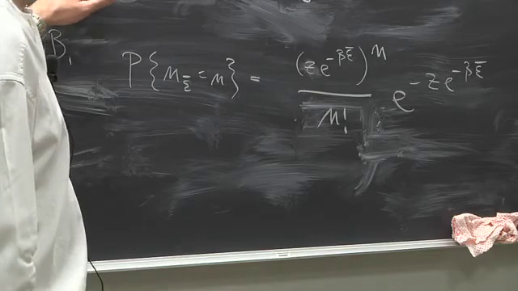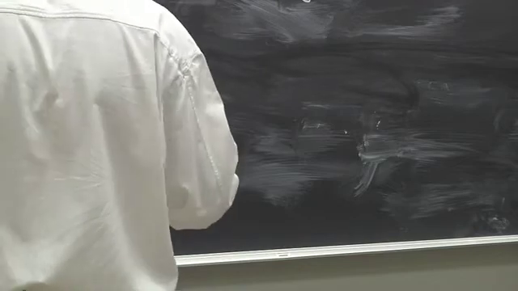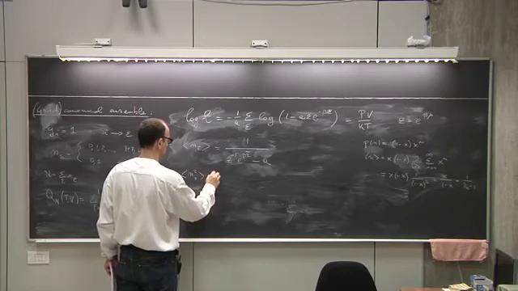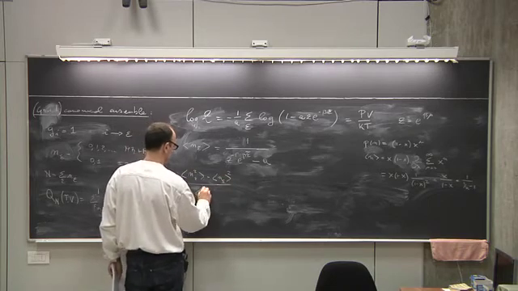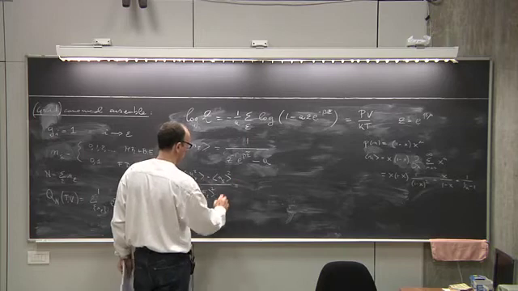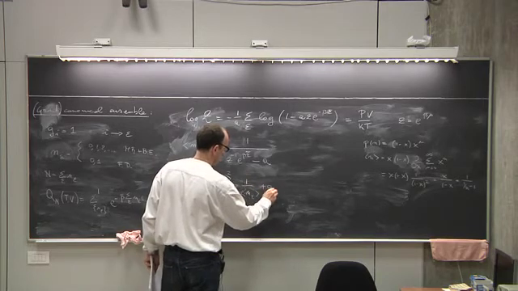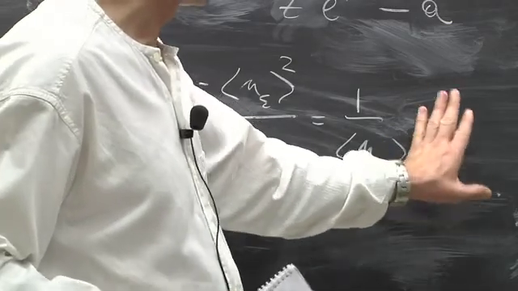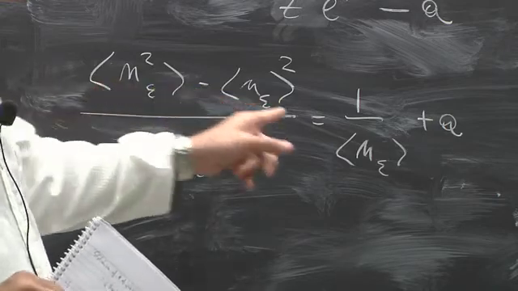Whereas here, if you compute the fluctuation, so <n_epsilon squared> minus <n_epsilon> squared, this is the variance divided by <n_epsilon> squared. What you can find is that this is 1 over <n_epsilon> plus a. So the classical case is when a is equal to 0, and this tells you that the variance is equal to the expected value.